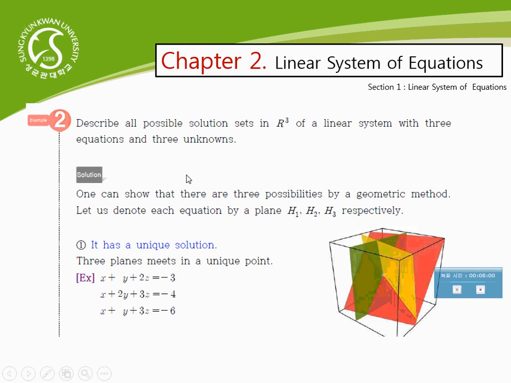Before we start, we show some examples. In R3, if we have 3 equations like this, then each equation makes a plane. So in this case, the 3 planes meet at one point here. So actually, this system of linear equations has a unique solution.